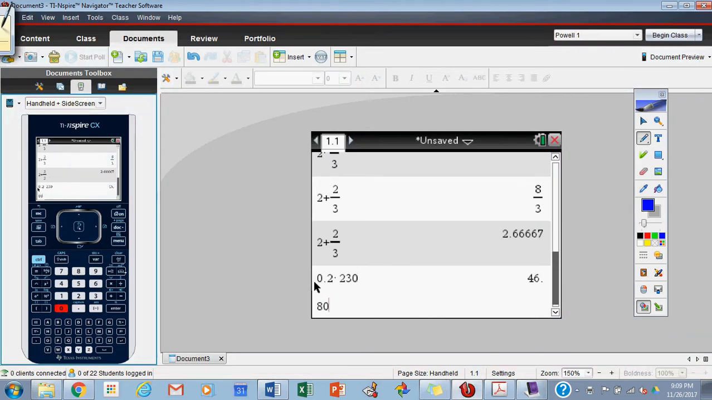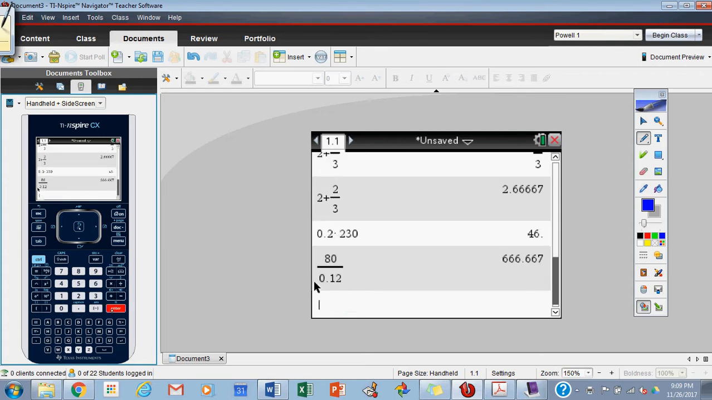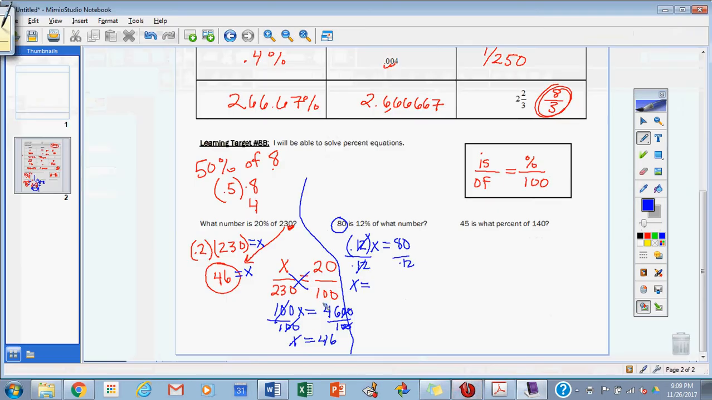80 divided by 0.12 equals 666.67, rounded to 2 decimals there.